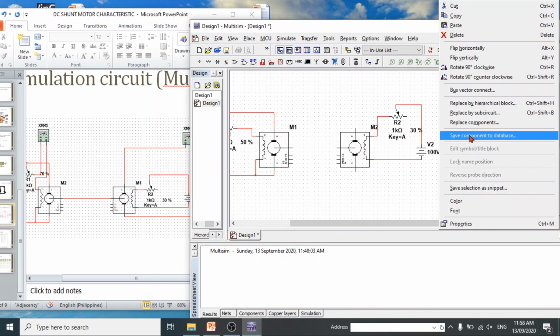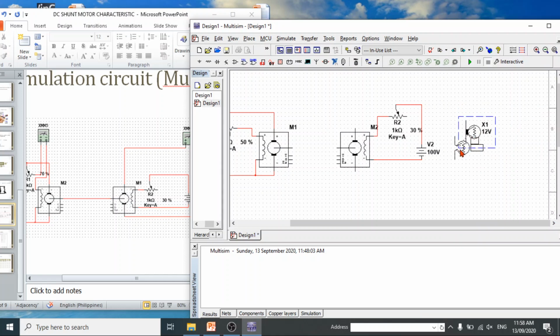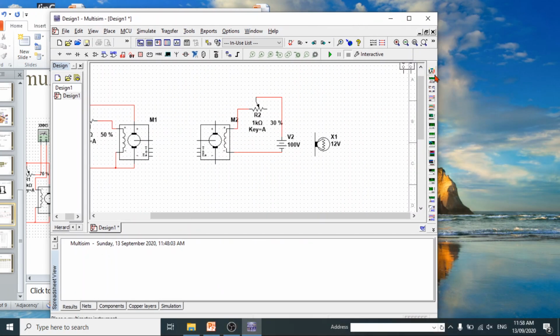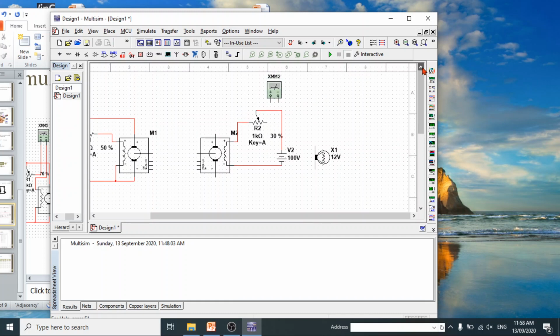close, and then rotate this one by 90 degrees by right clicking your mouse. Then we connect, so insert an ammeter. This ammeter will measure the current drawn by the lamp. So from the generator, connect the negative terminal of the armature to the other end of the lamp.